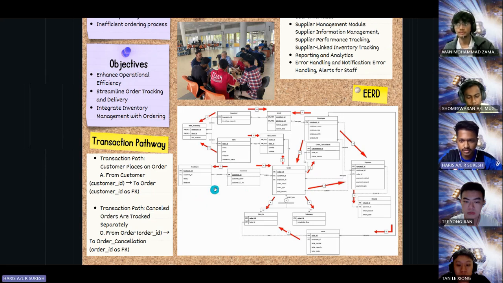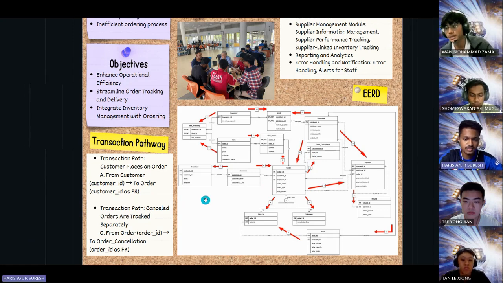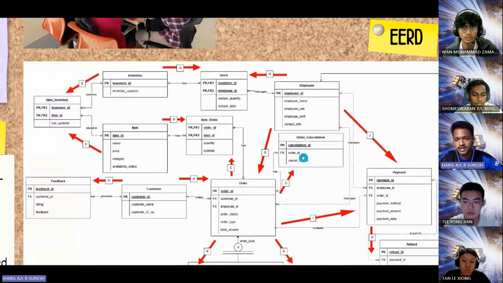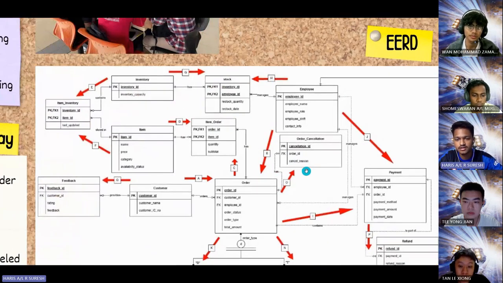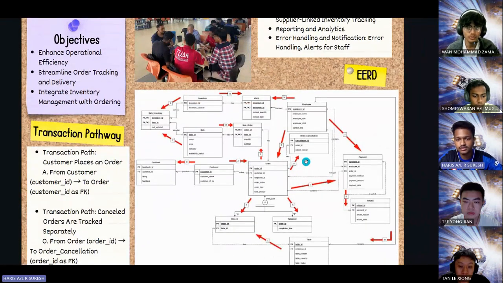Next example is for the order and order cancellation table, the relationship between them. Cancelled orders are tracked separately, in a table with just cancellation ID and order ID as the FK, and the cancel reason. For example, if you want to find out the order details of the cancelled order, we can just join the order cancellation table and order table using the order ID.